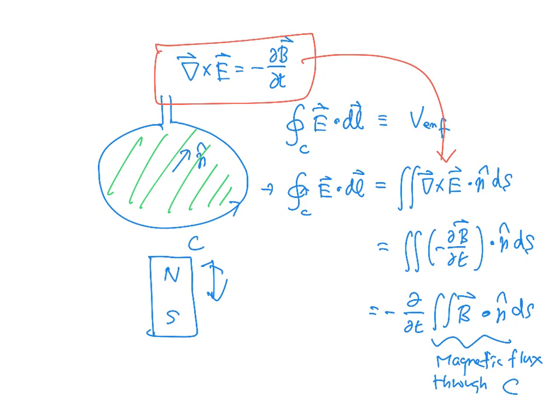What happens if you have a voltage induced? It produces current, right? So this is the basic idea about a generator, generating electricity. And this is Faraday's law.